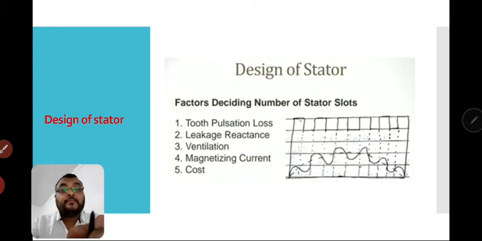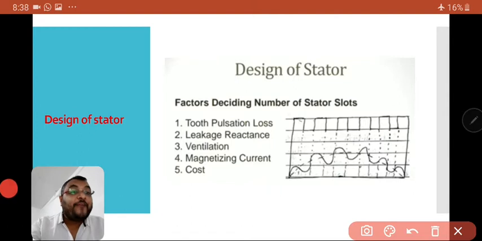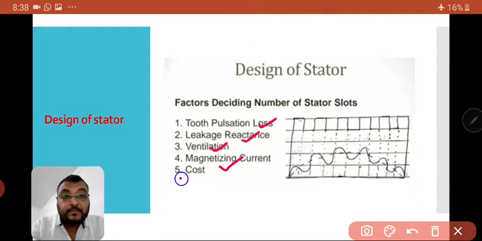Here we see the design of the stator. There are mainly five factors which affect the choice of the number of stator slots. The first is the tooth pulsation loss, the second is the leakage reactance, the third is ventilation, the fourth is the magnetizing current, and the fifth is the cost. One by one we will see these points in my explanation so you can understand it better. First of all, we will start with the tooth pulsation loss. So what is tooth pulsation loss?